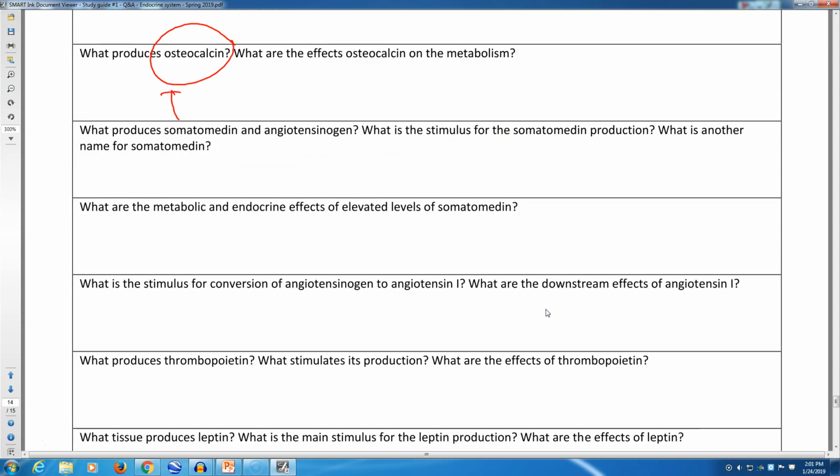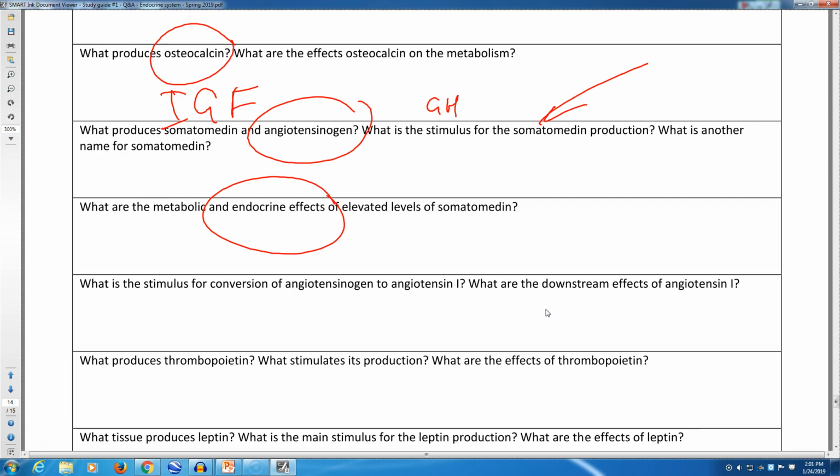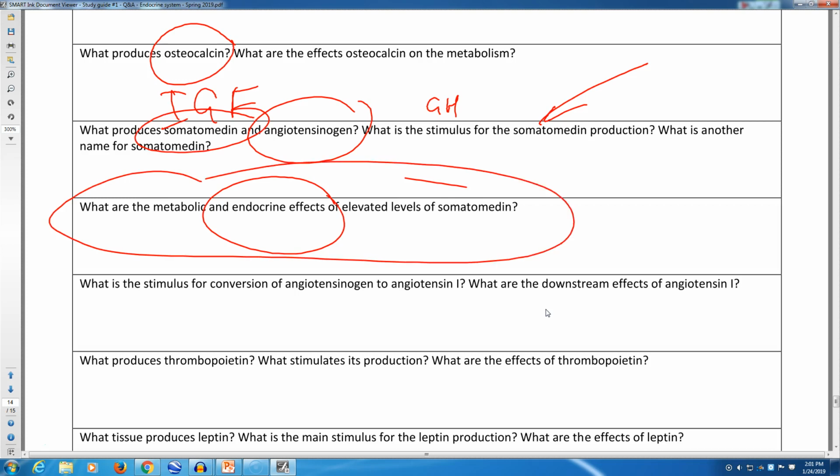Somatomedin, or IGF, is produced by liver, as well as angiotensinogen. For somatomedin, the stimulus is growth hormone, okay? And metabolic effects: growth. Insulin-like growth factors stimulate growth. Endocrine effects: somatomedin inhibits growth hormone releasing hormone and growth hormone itself. So basically this story harkens back to the growth hormone regulation.